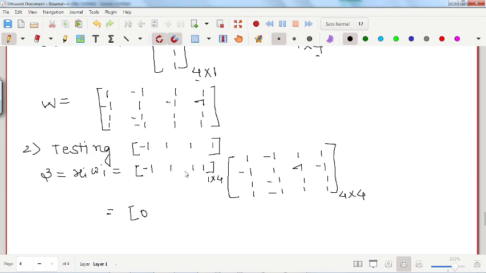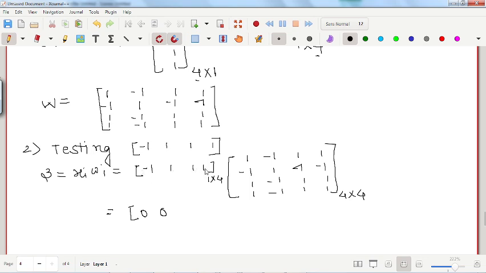Then again first row into second column. So minus 1 plus 1. 1 into 1, plus 1. 2 now. 1 into minus 1, it is minus 1. 1 into minus 1, minus 1. So minus 2. Again it is 0. We are going for the next one now.